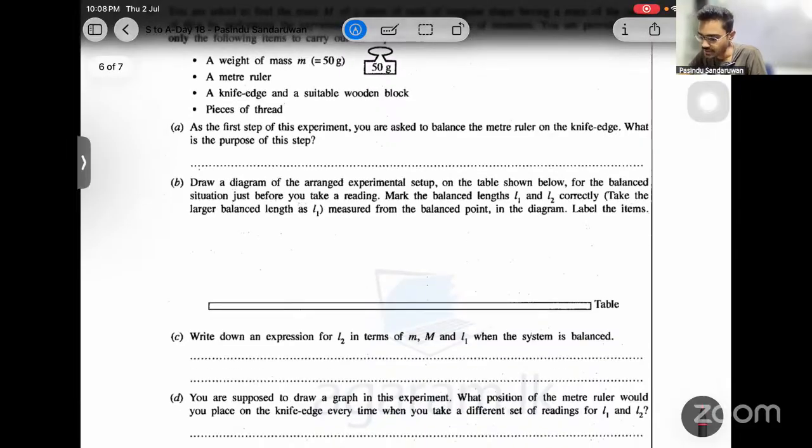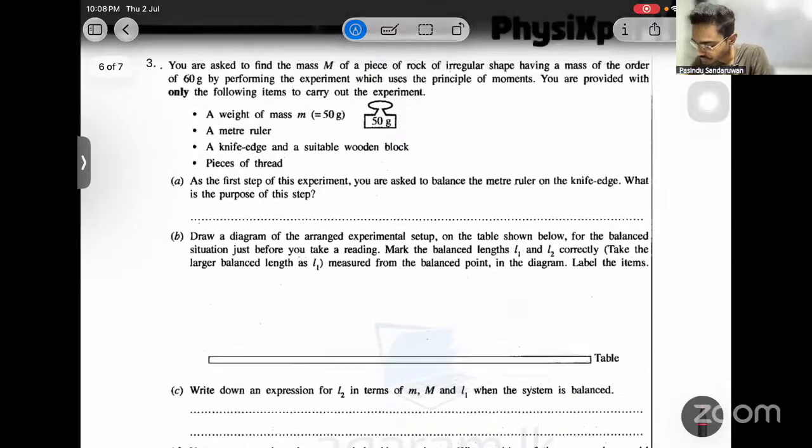Balancing this, what is the purpose of the step? Otherwise the weight of the meter ruler also comes into the calculation. Our purpose is identifying the center of gravity of the meter ruler. When the meter ruler is balanced by the center of gravity like this, for our force moment there's no impact from the weight of the meter ruler. So the purpose is identifying the center of gravity to avoid it from force moments.